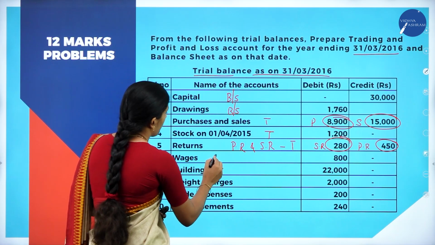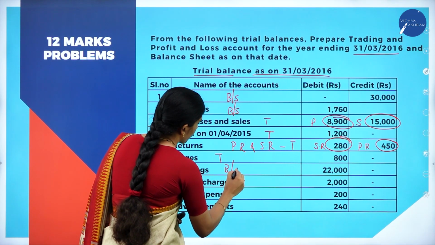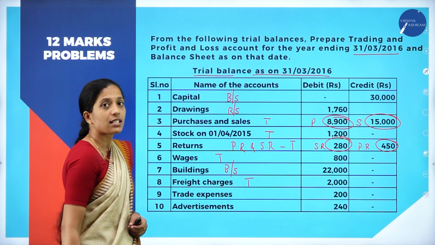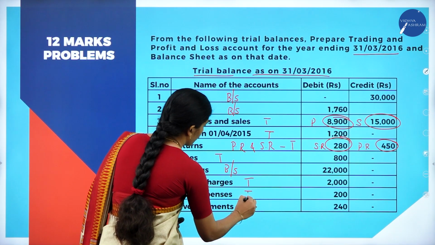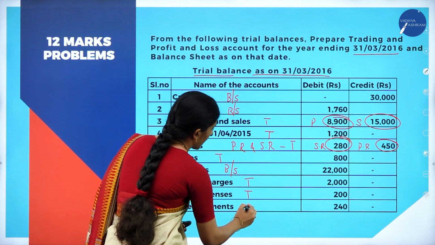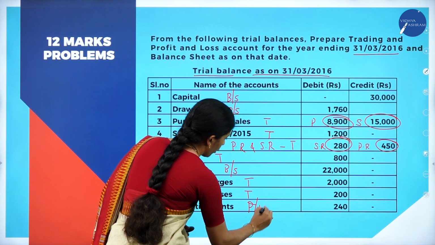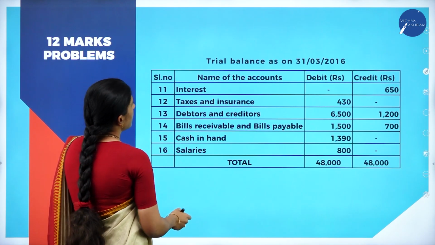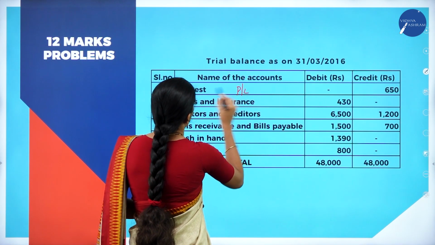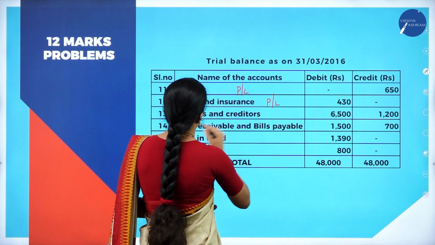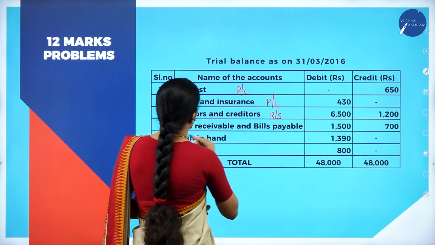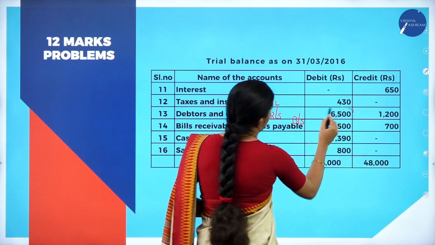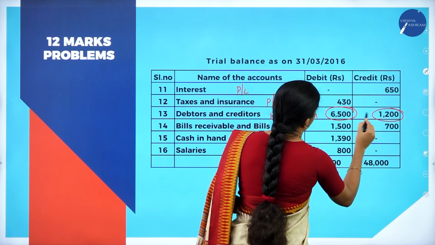Next, wages, we will record in your trading account. Building, it's an asset, so balance sheet. Freight charges, it is a direct expense, trading account. Next, trade expenses, we'll record in your trading account. Advertisement, we'll record in the profit and loss account. So advertisement has to be recorded in the profit and loss account. Next, interest, it is interest received, so profit and loss account. Taxes and insurance, profit and loss account. Debtors and creditors, balance sheet. Bills receivable and bills payable, this is also in balance sheet. So this is debtors amount and this is creditors amount.